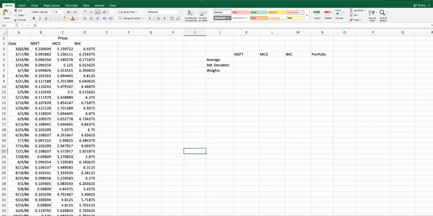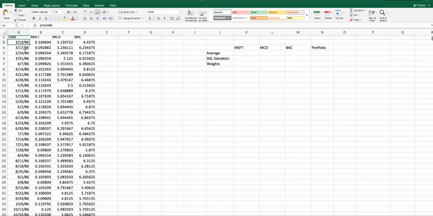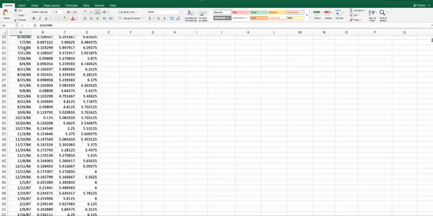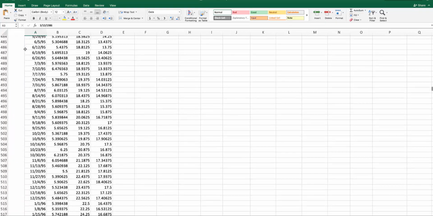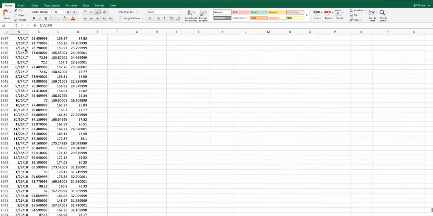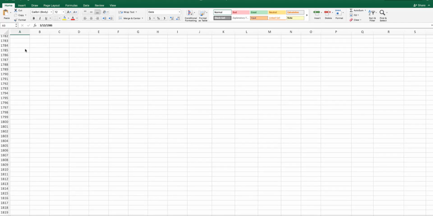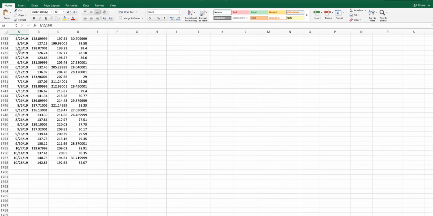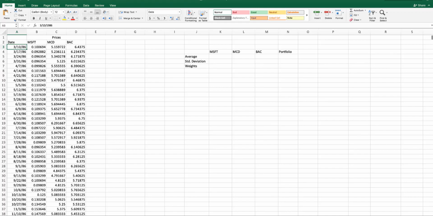So what you have here is the stock prices, weekly stock prices dating from March 10th, 1986 all the way till 2019, I think like October 28th. Right? So these are weekly prices. There's the weekly closing prices for Microsoft, McDonald's, and Bank of America.